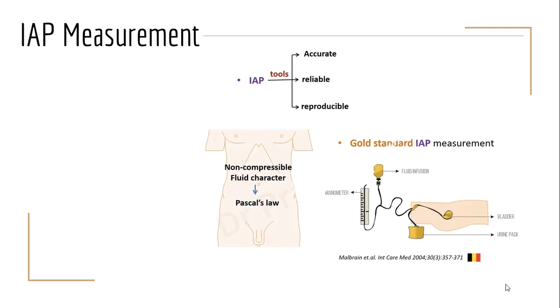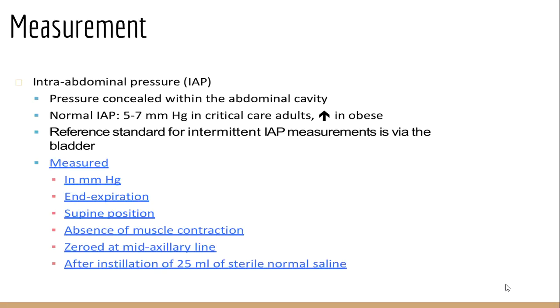So the tools used for measurement of IAP should be accurate, reliable, and reproducible. Intravesical IAP measurement is the gold standard, and it depends on Pascal's law. So how many of you measure intra-abdominal pressure in your ICU? Regularly? In all the patients with risk factors? Okay. So it should always be measured in millimeters of mercury.